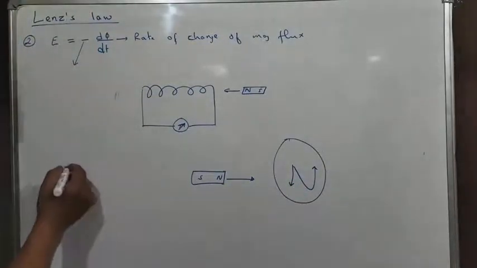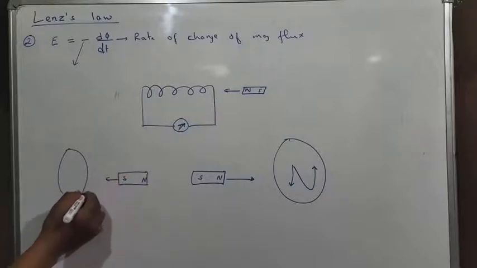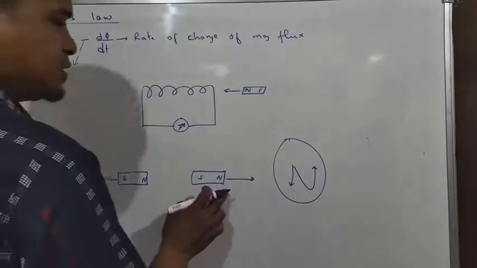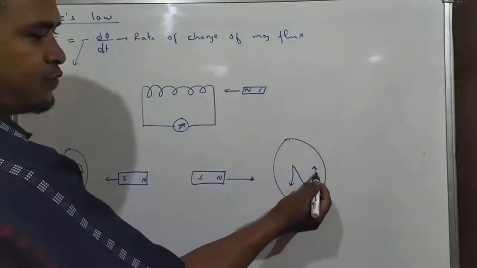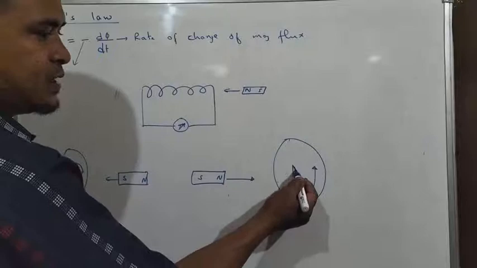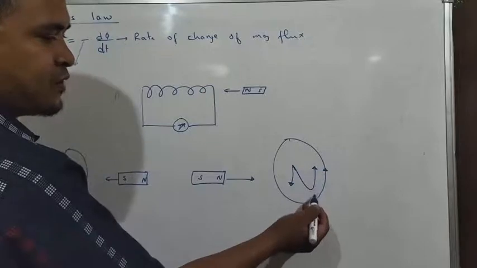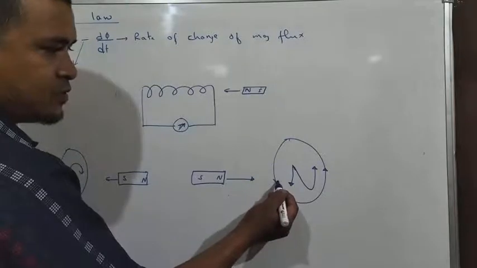And if I move the south pole towards the coil, then the face of the coil close to the south pole will behave like a south pole only. So look at this condition. For north, I put an arrow at the extreme end of the letter N. This arrow means the direction of current is going in this way, and here it comes down, so this is the direction of current.